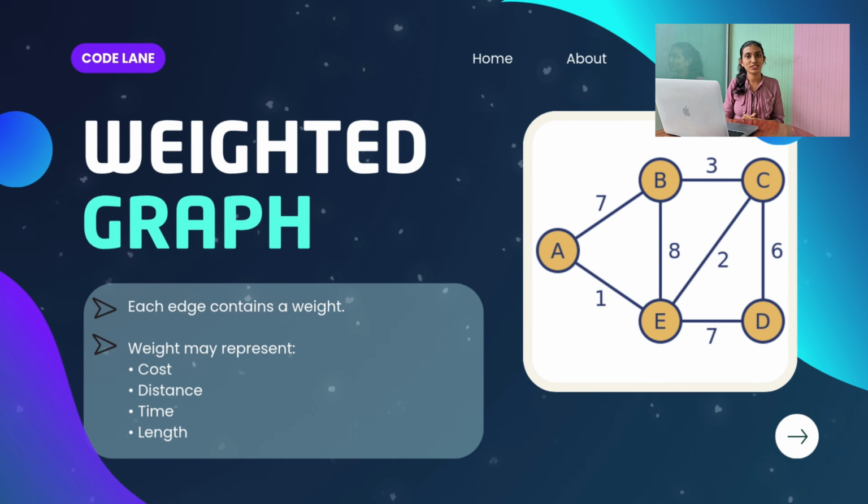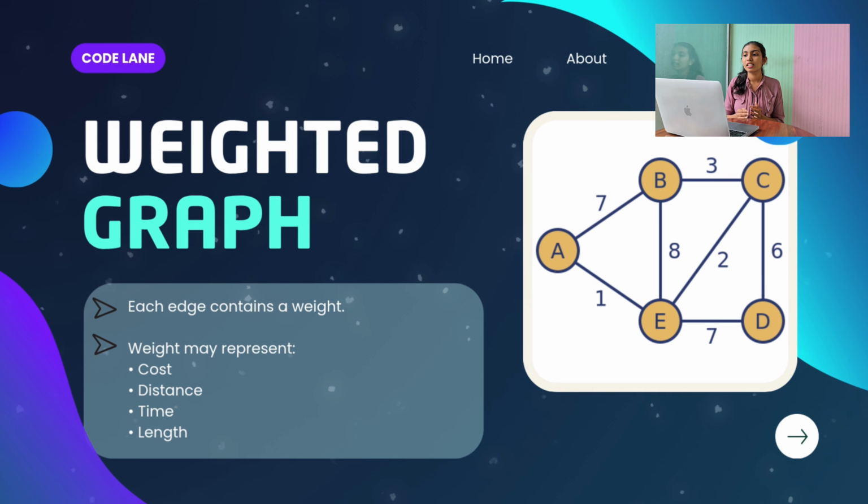Now let's move to the concept of a weighted graph. A weighted graph is simply a graph where each edge has a numerical value attached to it. This numerical value is called a weight. The weight usually represents some type of cost. Depending on the application, the weight can mean different things.